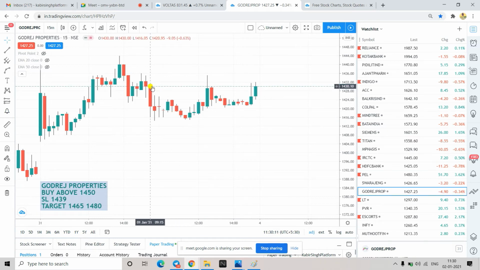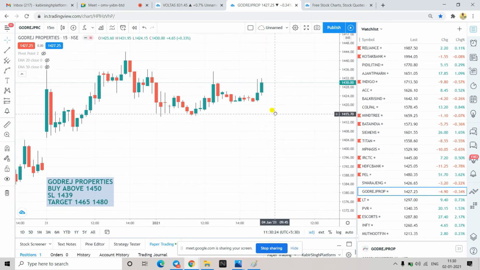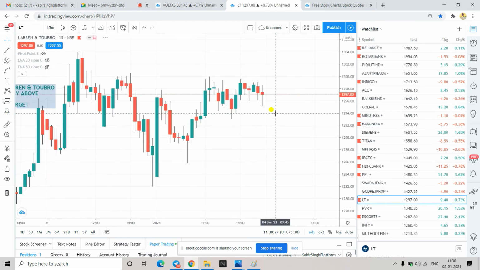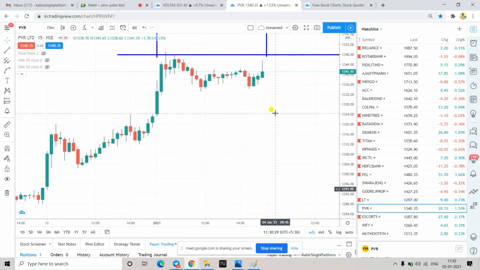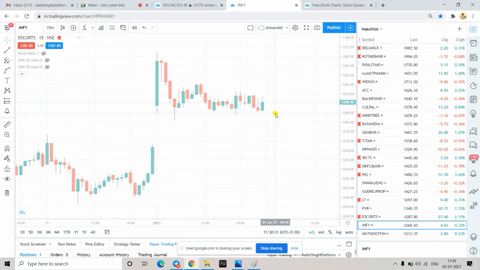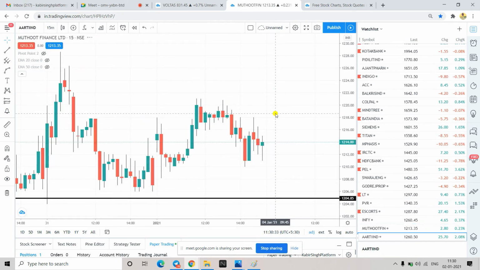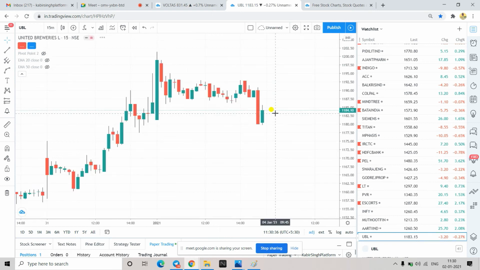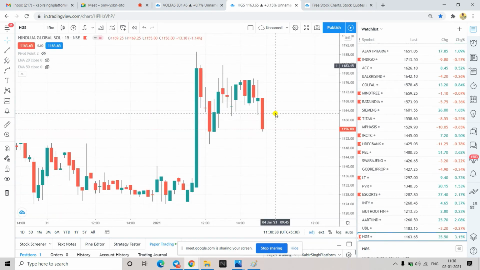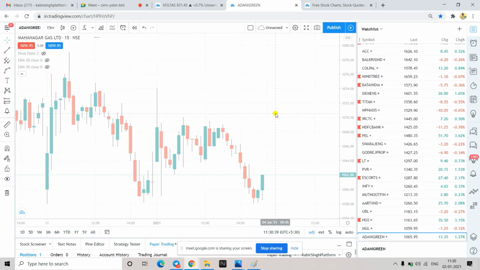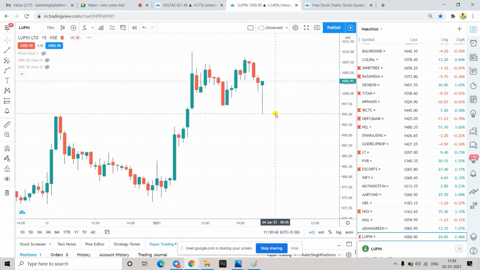See, it has crossed around the day high. This is the day high and it has closed here. Once this is broken, that means a strong up move can come. Like that you can also find out. I'll just go through, and wherever I find it, I'll mark it on my chart. The same way you can also do.